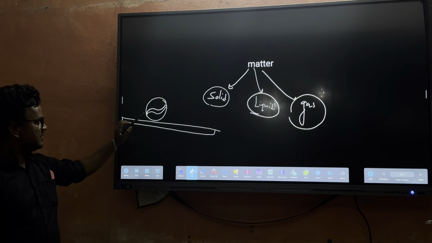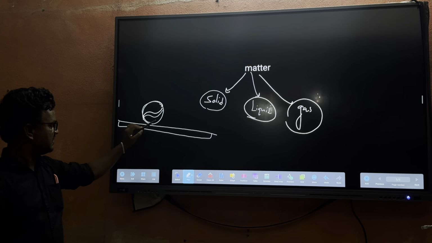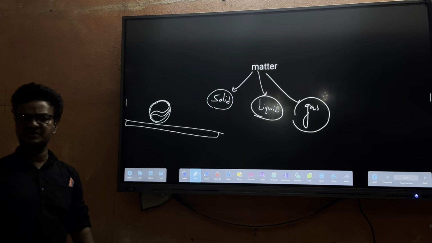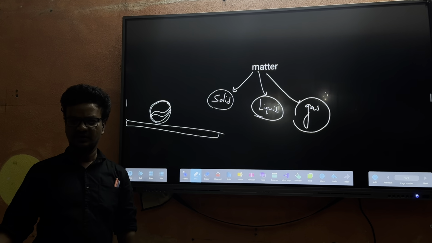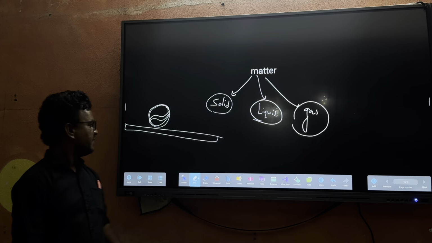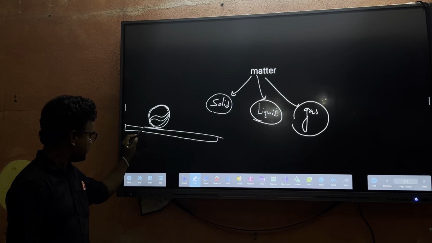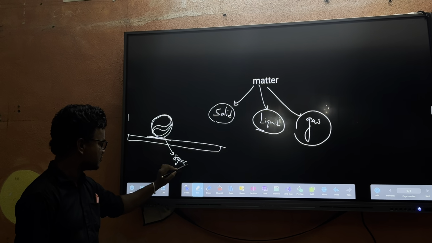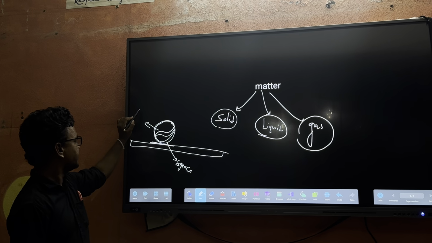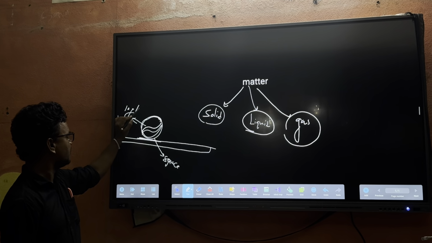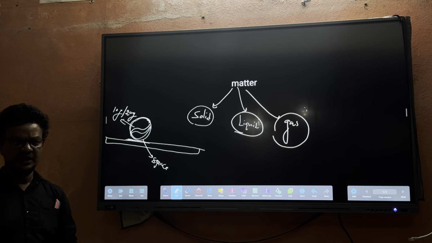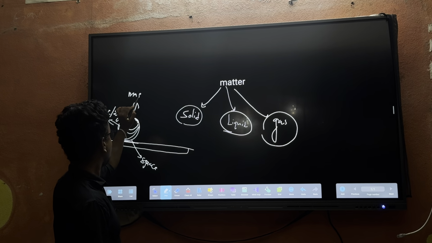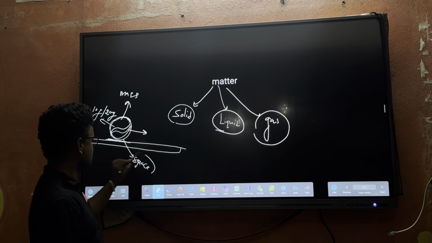Children, if I call anyone and ask what is the shape of this object, they simply say sphere. That is the shape, sphere shape. When I place it on the ground, it occupies some area, it occupies some space. And the ball has some weight, either 10 grams or 20 grams. Every matter has the first property, mass, and the second, it occupies space.